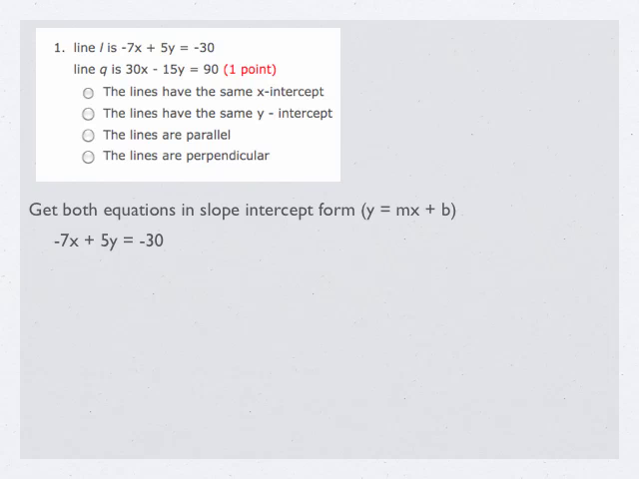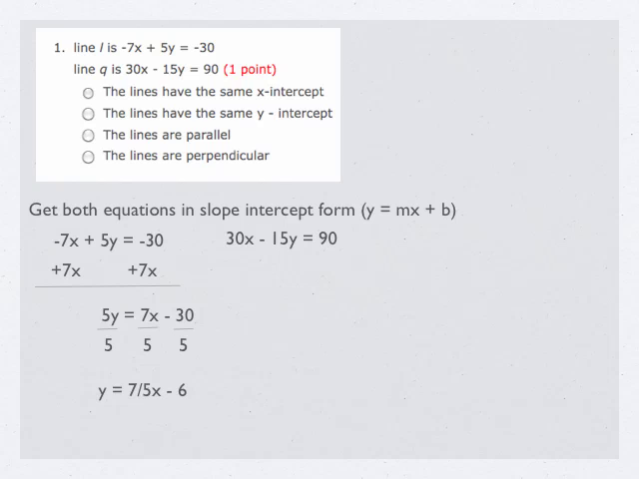So I take the first equation, negative 7x plus 5y equals negative 30. And I would want to add 7x to both sides of the equation. Okay, so I get 5y equals 7x minus 30, and then I would end up dividing all of the terms by 5. So I'm going to end up with y equals 7/5 x minus 6. So my slope is 7/5, and my y-intercept is negative 6.